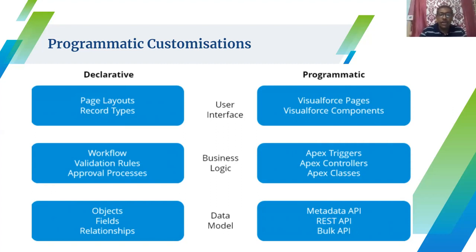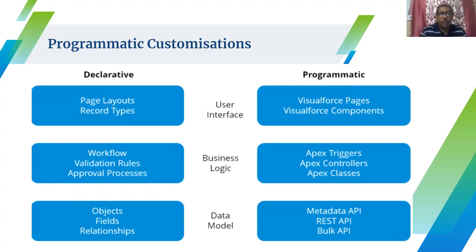Right? Whereas coming to data models, with the declarative method, we have learned about objects, field creation, and relationships. Whereas here, programmatically, we are going to use metadata APIs, application programming interface. And we're going to use REST API and bulk API for the data model. This is the main difference between declarative and programmatic.